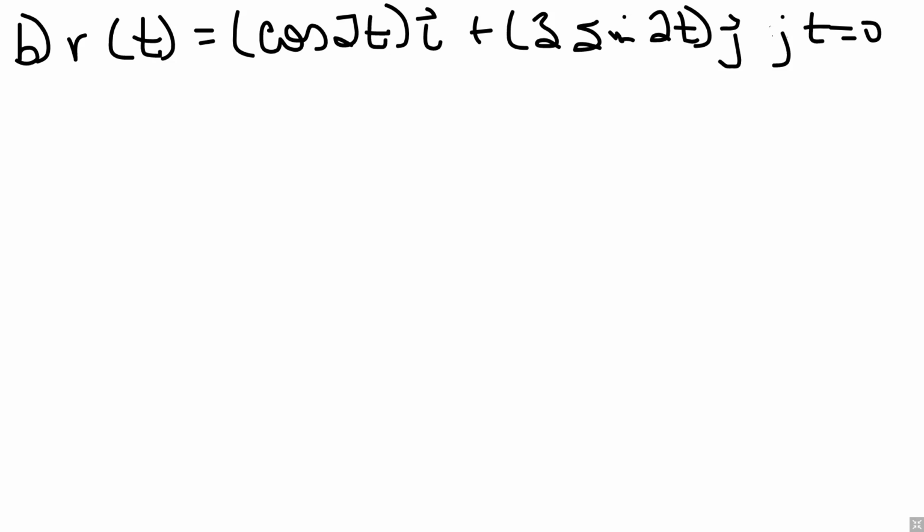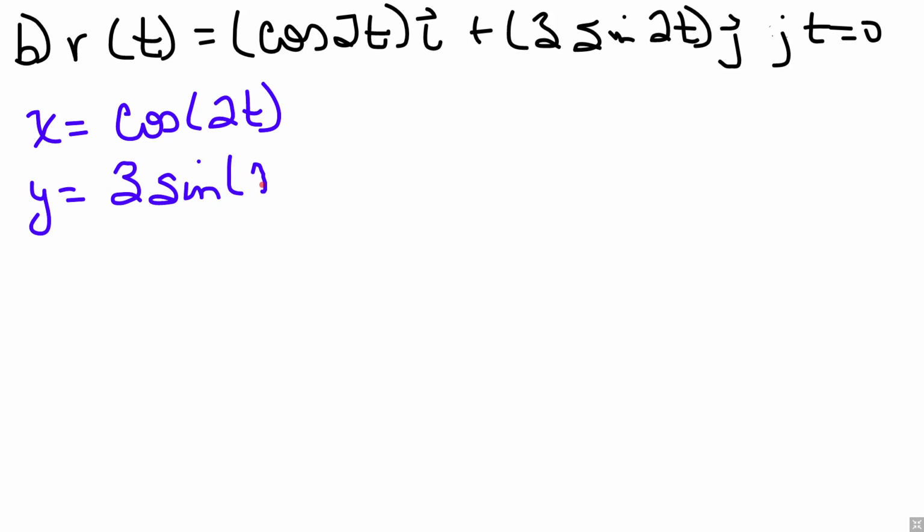Okay, so the first part is that we want to come up with an equation in terms of just x and y. First we're going to define x and y in terms of t. So what's x equal to? The cosine of 2t. And what's y equal to? Yes, it's going to be 3 sine of 2t.